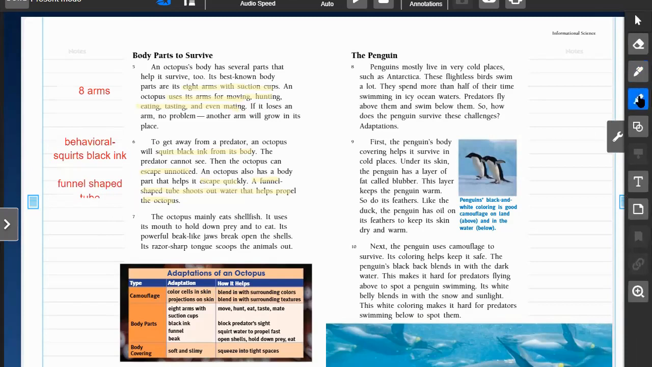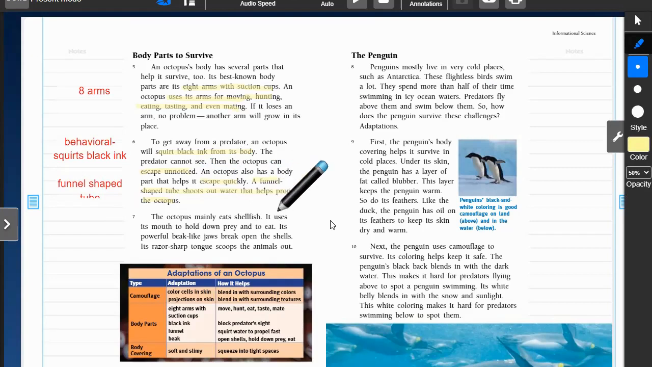Okay. Paragraph 7, the octopus mainly eats shellfish. It uses its mouth to hold down prey and to eat. Its powerful beak-like jaws break open the shells. Its razor-sharp tongue scoops the animals out. Okay, so we all know that animals need to eat in order to survive, right? So that is why it's important that we look at these 2 adaptations we just read about in paragraph 7.